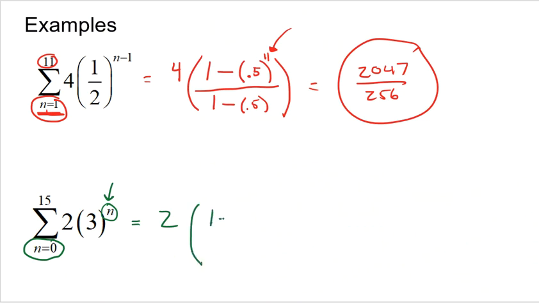All right, 1 minus my common ratio, which is 3. Now, what do I raise that to? Well, it's how many terms I have. Now, this is where, again, you got to be careful. From 0 to 15 is 16 terms, because 1 to 15 is 15 terms, but then I'm starting at 0. So that's 0, 1, 2, 3, 4, 5, 6, 7, 8, 9, 10, 11, 12, 13, 14, 15. That's 16 terms, all divided by 1 minus the common ratio, which again is right here, 3.